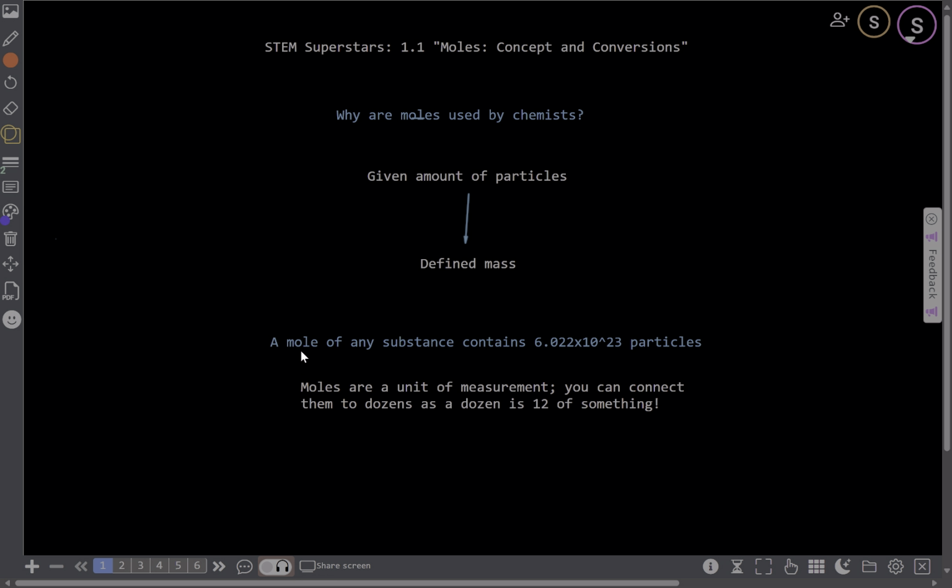Another thing is a mole of any substance will always contain 6.022 times 10 to the 23 particles. You can also think of moles as a unit of measurement. A real world connection you can use to remember the concept is that a mole is like a dozen, where a dozen is always 12 of something.